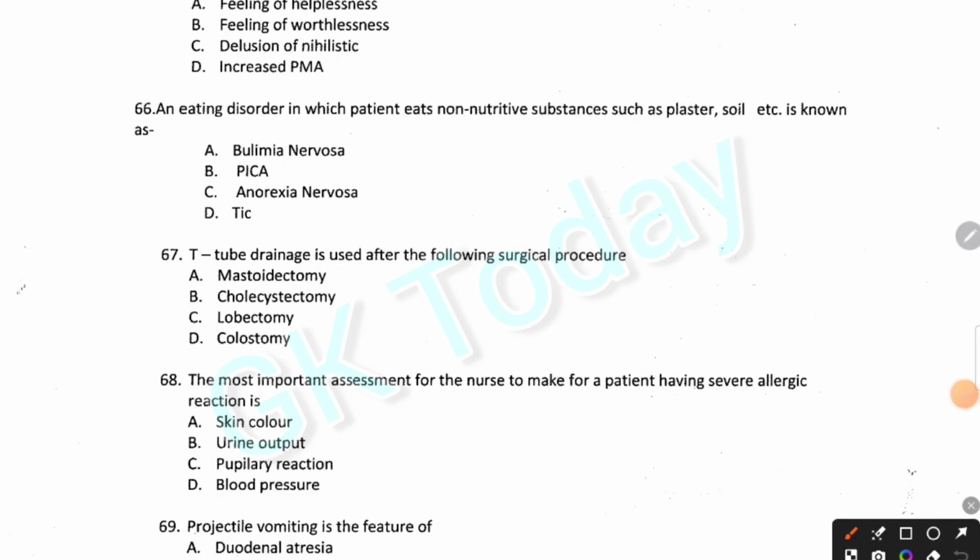Question number 67. T-tube drainage is used after the following surgical procedure. Correct answer is option B, cholecystectomy.